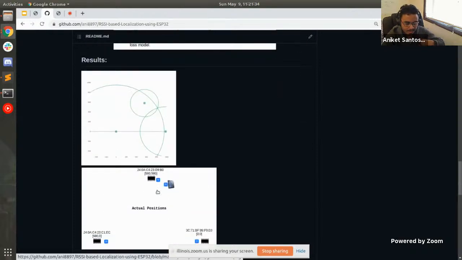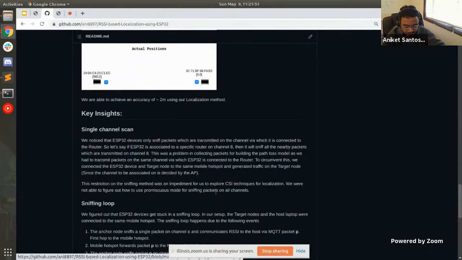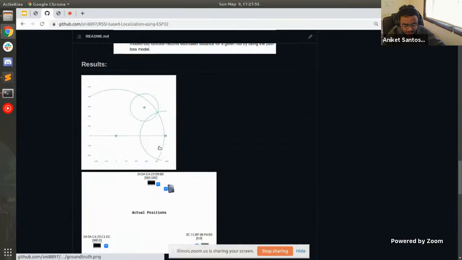The intersection point of all these three devices is the actual position of the device. Since two circles intersect at two points, and three circles can pin down a single point, we usually need three devices to triangulate that signal to achieve localization. And we achieved an accuracy of 2 meters using our localization method.